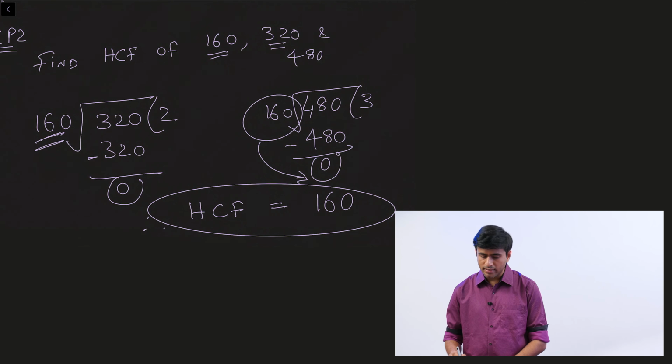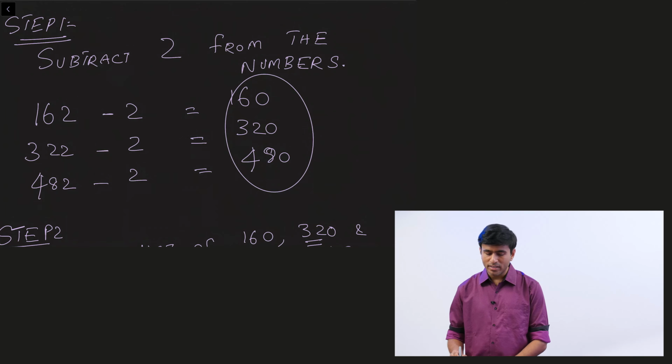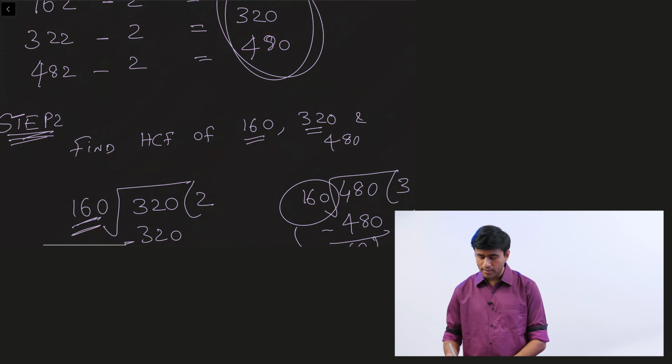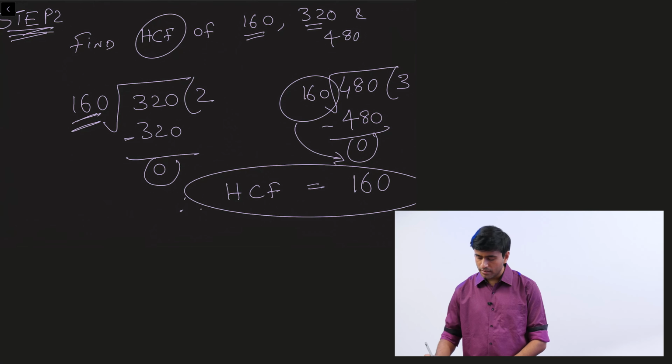They asked us to find the greatest number that divides the three numbers 162, 322 and 482, leaving a remainder 2. Since a remainder 2 is left, we need to subtract 2 from all the three numbers. That's your step 1. When you subtract 2, you get these numbers 160, 320 and 480. Now step 2 is to find the greatest number that divides these numbers. In other words, you have to find the HCF of these three numbers, and using the long division method you get 160 as your HCF.